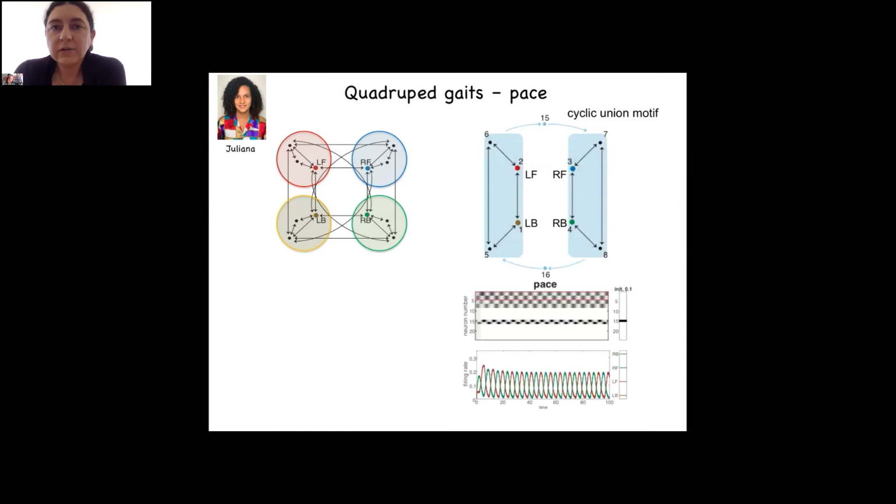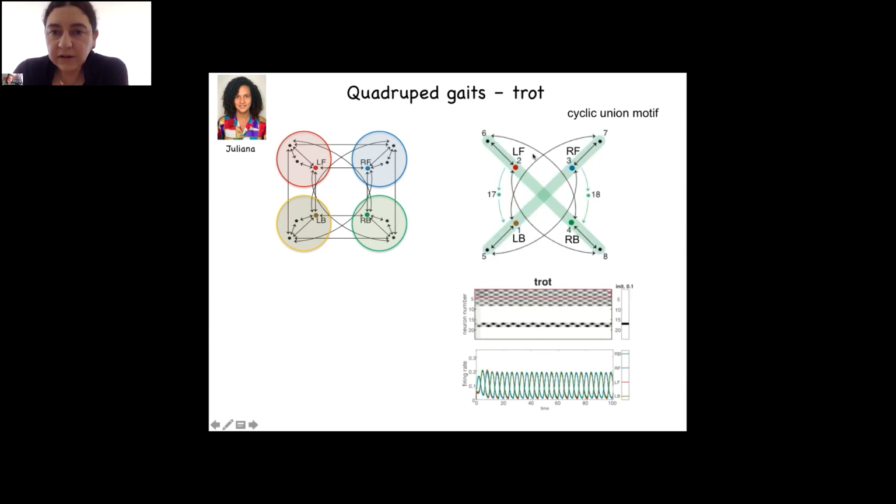And then she also went to the other ones. For pace, she needed to group the left legs together and the right legs together and make a different cyclic union. But again, she could get this checkerboard pattern that gives you pace, just like the engineers in that paper did. Trot is a little different. Now it's like opposite legs. The left back and the right front go together, and the left front and the right back go together. This looks a little more complicated because she tried to keep the neurons in the same position in her picture, but this is also a cyclic union, exactly like the other ones in terms of its overall structure.